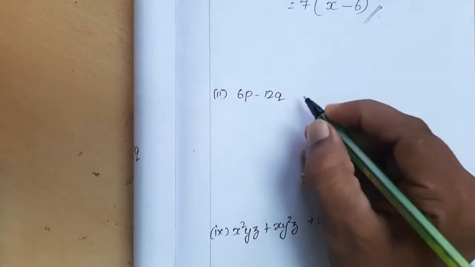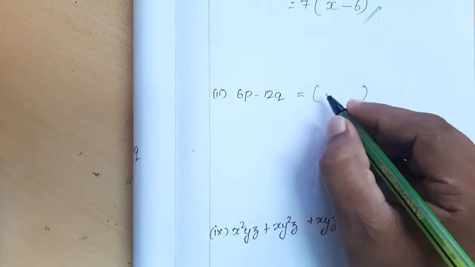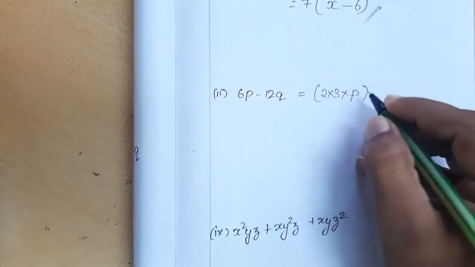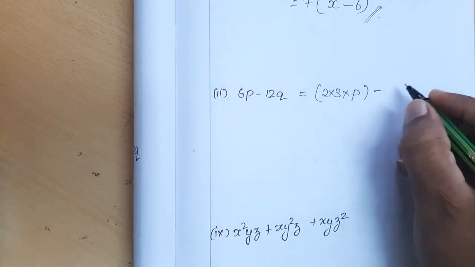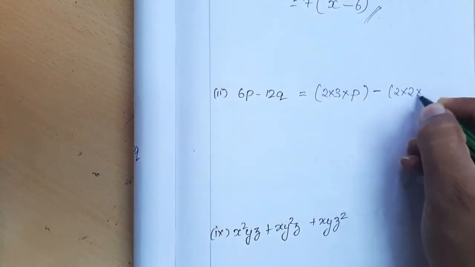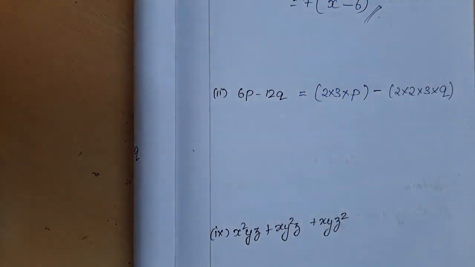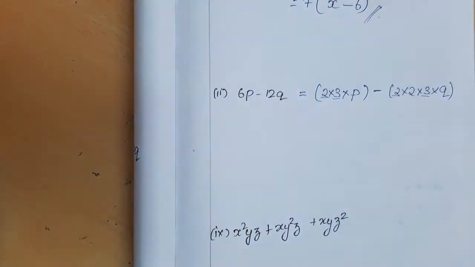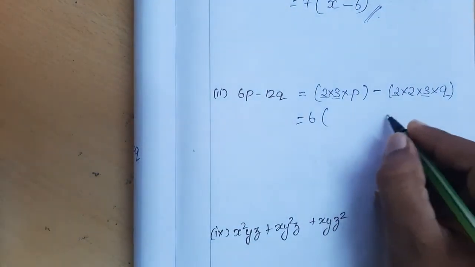6p minus 12q. So as usual, just factorize the first term. 6 we can factorize as 2 into 3 into p, and the p we write as it is, minus 12, 2 into 2 into 3 into q. So now we find what the commons are. 2 is there, 3 is there, nothing else, right? Then 2 3s are 6. So 6 is the common.